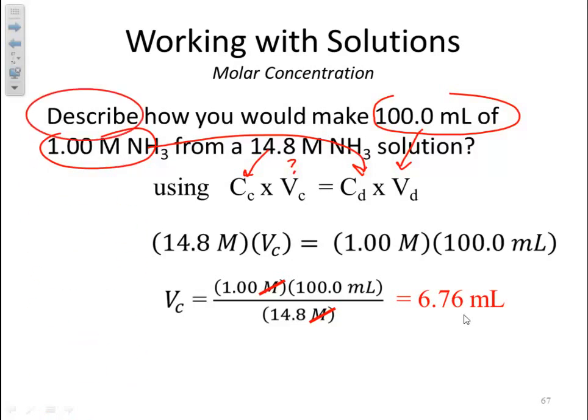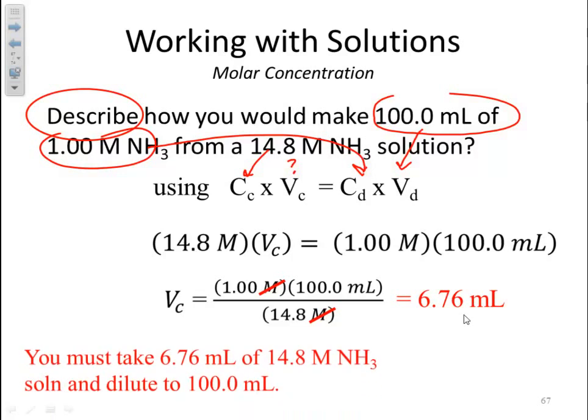It asks for how to describe how you would make one. So I need to go a little bit further and say you must take 6.76 milliliters of your 14.8 molarity ammonia solution and dilute it to 100. Now, how is that different than saying take 6.76 and add 100 milliliters? Well, if I add it, then that's 106.76 milliliters, which means it's more dilute than I expected.